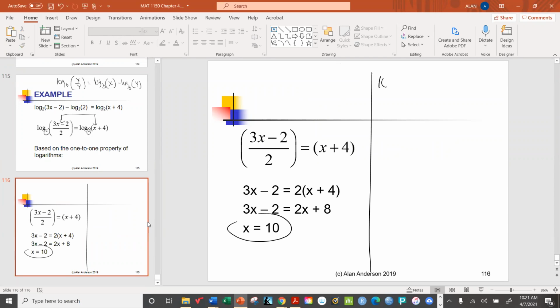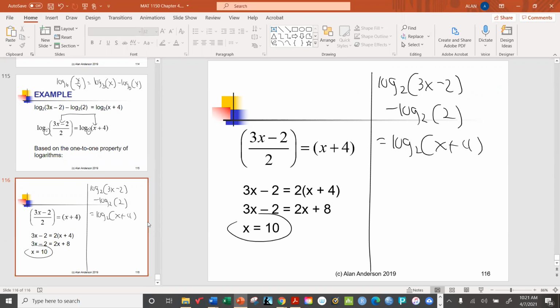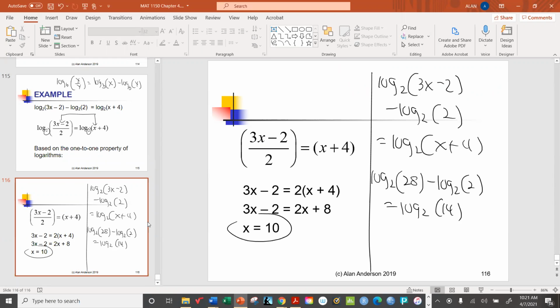And if we feel like double checking, this is going to take up a lot of space. All right, what the heck? Let's throw it in there. So that means log base 2 of, now this would be 30 minus 2, 28, minus log base 2 of 2 equals log base 2 of 14. But because of the quotient rule, we have log base 2 of 28 over 2 equals log base 2 of 14, and we're done.